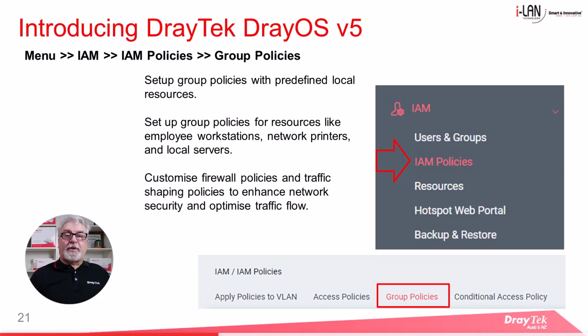IAM access policies work in much the same way. They define who or what can access which VLAN, and the allowed resources in group policy define which resources can be used after access is granted to that VLAN.